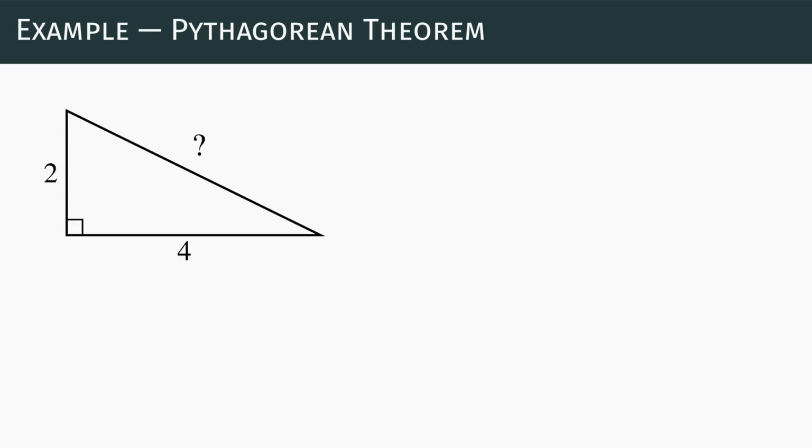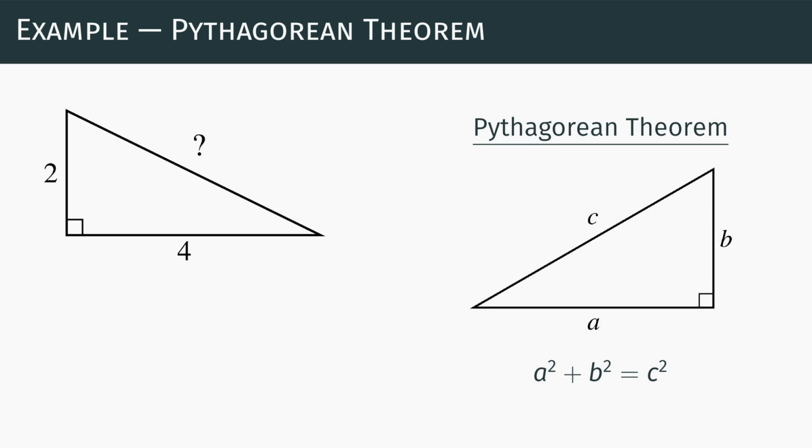All right, so let's see an example of this. Say we've got a right triangle with the two legs being 2 and 4, and we want to find the length of the hypotenuse. We don't know it, but we want to figure it out. According to the Pythagorean theorem, a squared plus b squared equals c squared: our two legs squared and added together equal the hypotenuse squared. So we've got a leg of 4 and a leg of 2, so 4 squared plus 2 squared equals that hypotenuse, that question mark, squared.